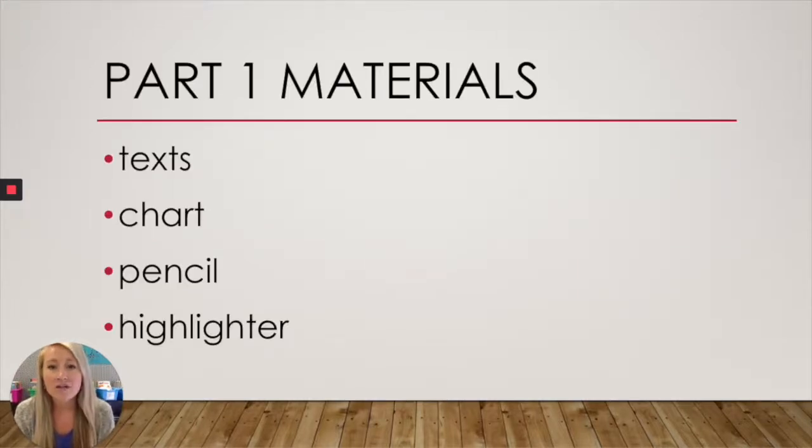For part 1, you'll need a few materials. First, you'll need a printed copy of the texts and the chart from KCS online. Next, you'll need a pencil, and finally, you'll need a highlighter. Don't worry if you don't have a highlighter, you can use a pencil and underline instead.